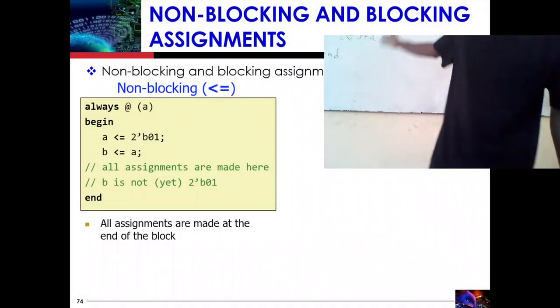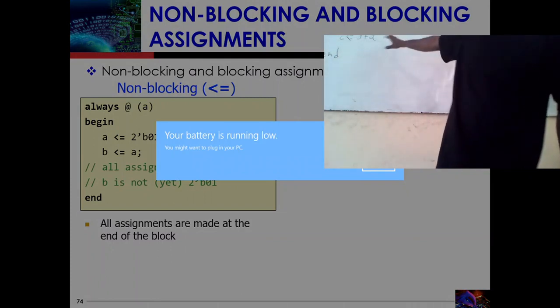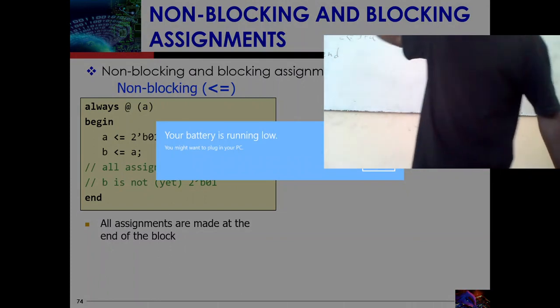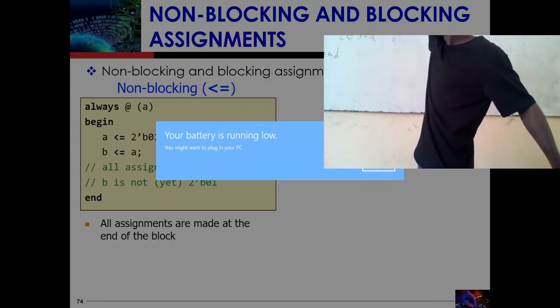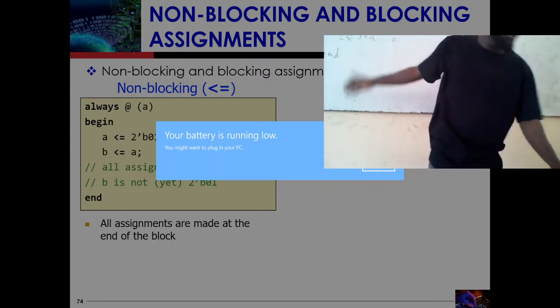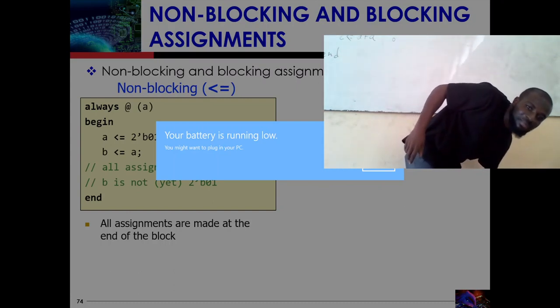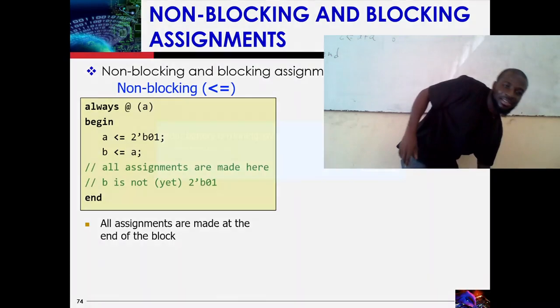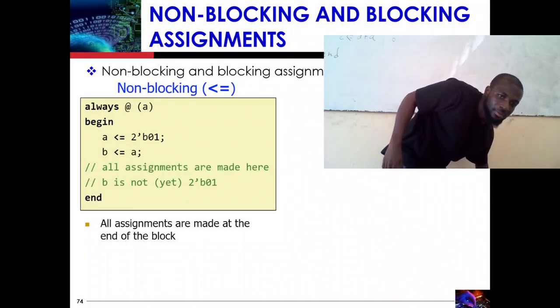Please analyze this. First of all, I start with 0, 0, 0. A is 0, B, C is 0. So now, what if I change B and D? So what happens? What is A? This is non-blocking assignment. So all the code executes at the same time.